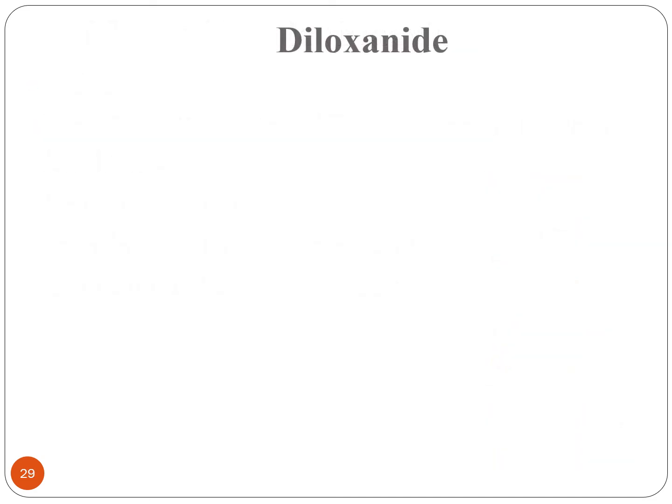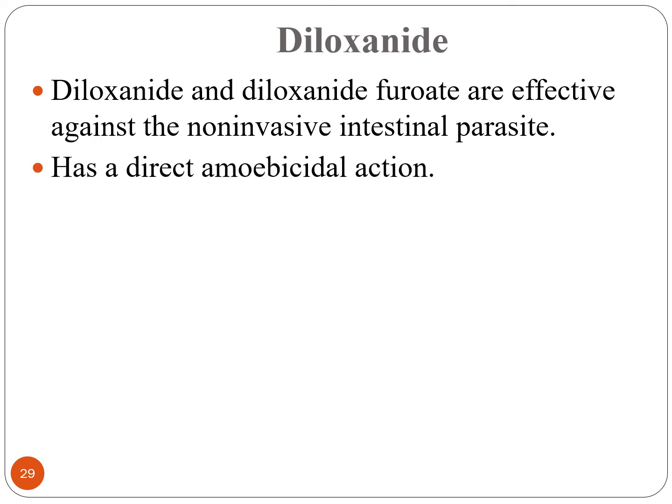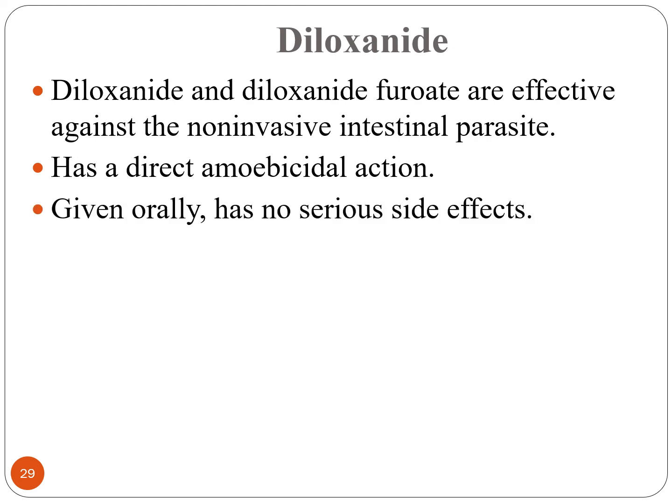We have diloxanide, which is a luminal agent. Diloxanide furoate is effective against non-invasive intestinal parasites that occur within the lumen, non-invasive, that cannot cross or penetrate the intestinal wall. Has a direct amoebicidal action. Given orally, has no serious side effects.